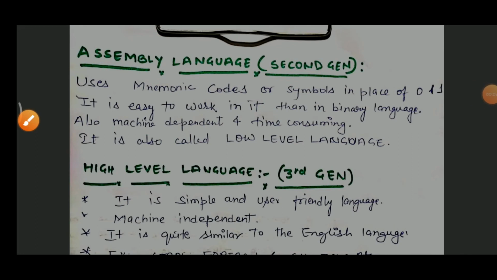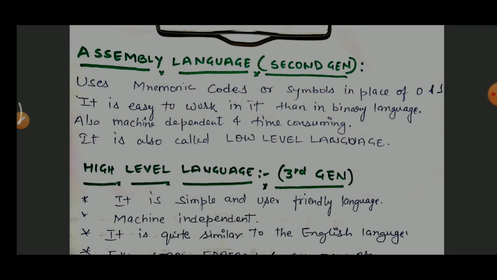The second computer language is assembly language. That is also called the second generation of language, as well as the second category of low level language. This type of language uses numeric codes or symbols in place of 0 and 1. That means assembly language does not use 0 and 1. It uses only numeric codes or symbols.